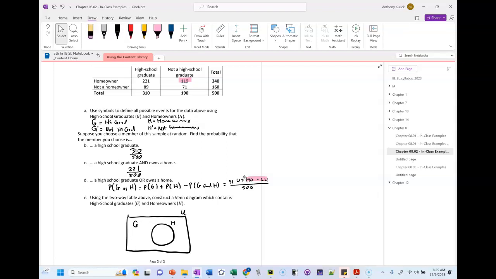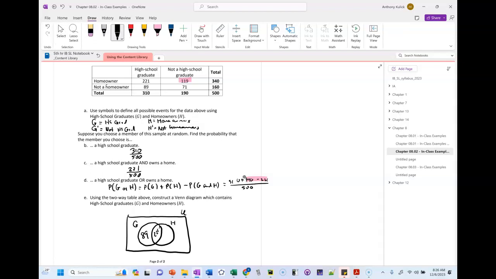I'll give you a hint. When we're doing this, you always want to start with the intersection. So how many are both graduates and homeowners? There you go. So let's start there. Now, of the 310 graduates, how many are left? 89, which coincidentally is that, right? Graduate and not homeowner.